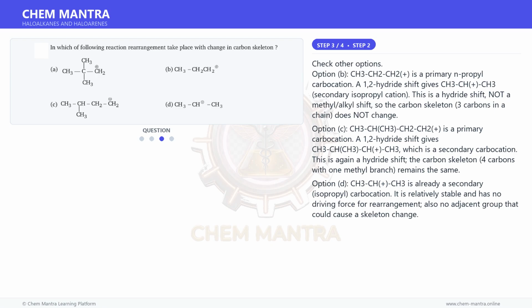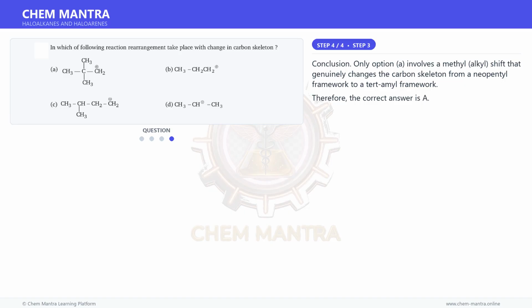Option D, CH3 CH plus CH3, is already a secondary isopropyl carbocation. It is relatively stable and has no driving force for rearrangement, and no adjacent group that could cause a skeleton change. And for the final step.